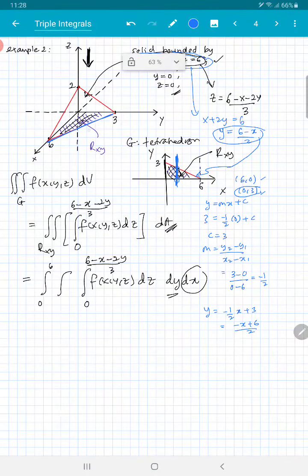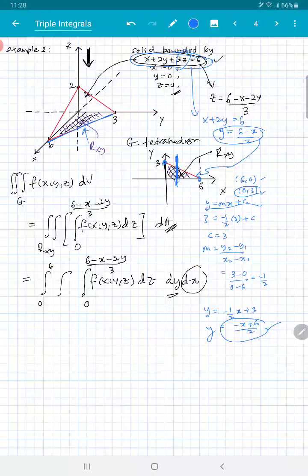You can get the equation of this line by using the equation of the plane but letting z be 0, or you can use the equation of a straight line connecting the point (0, 3) and the point (6, 0), and use y equals mx plus c, but at the end you get the same equation. So the upper limit for y now would be 3 minus x over 2, which is (6 minus x) over 2, and the lower limit is on the x-axis where y is 0.